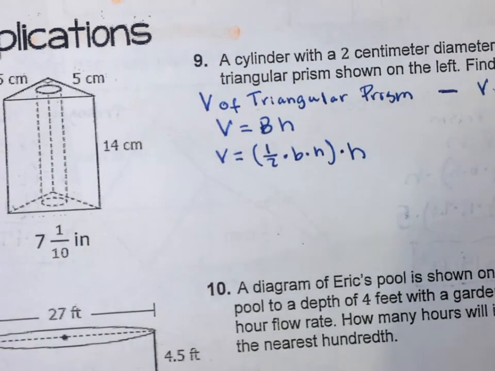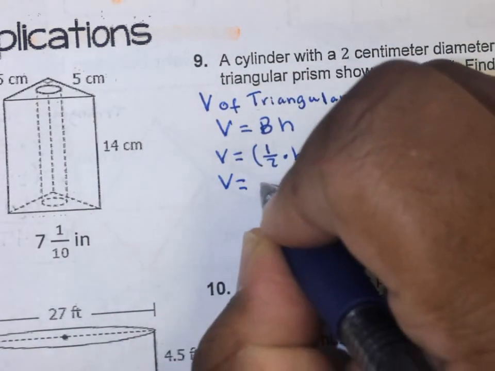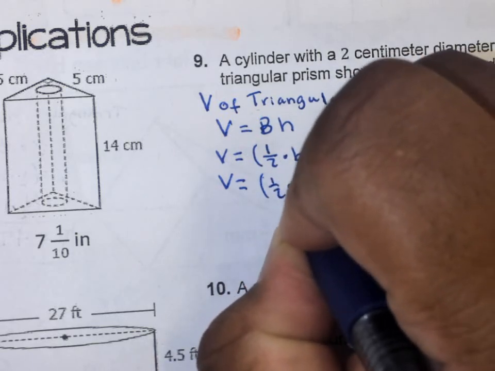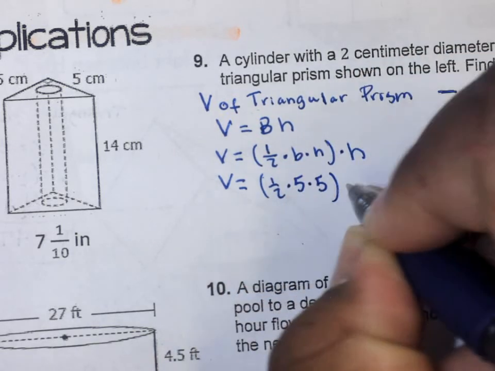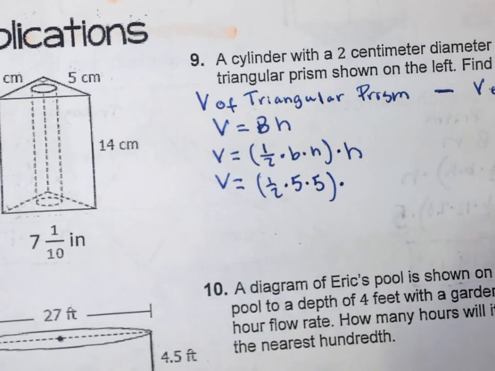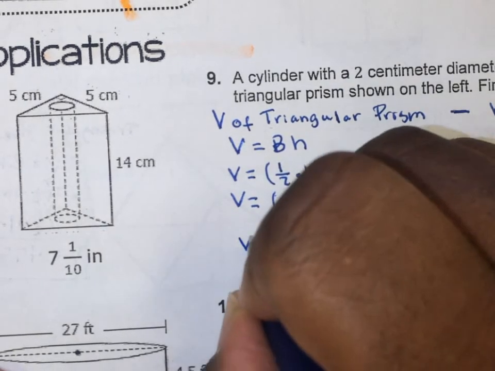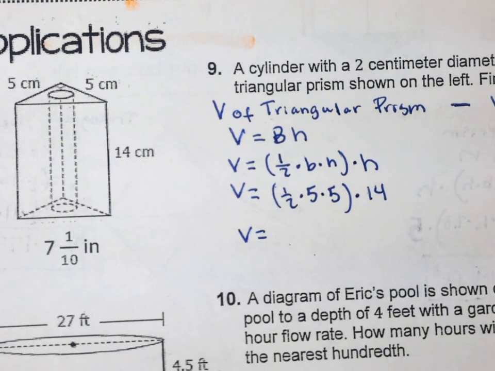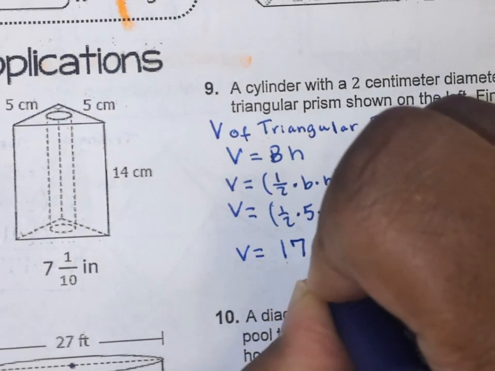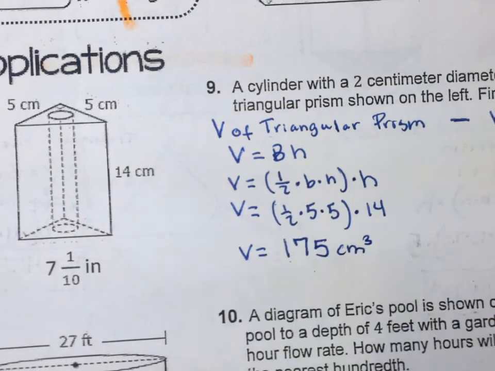So volume equals parentheses one half times 5 times 5, and then times the height of my actual prism, which is what? 14. So I need to solve that for the volume of the triangular prism. Say it one more time. Centimeters cubed. And then I need to go get the cylinder.